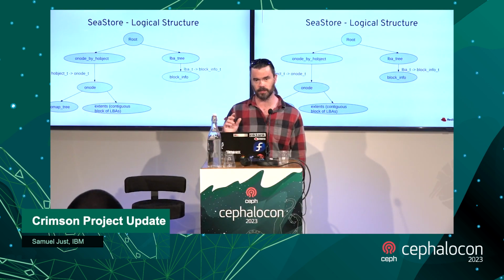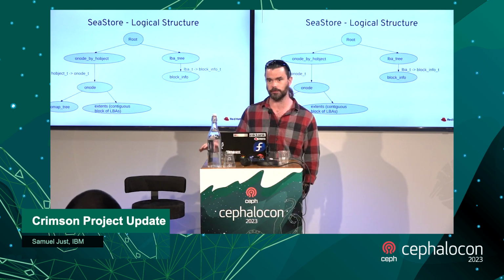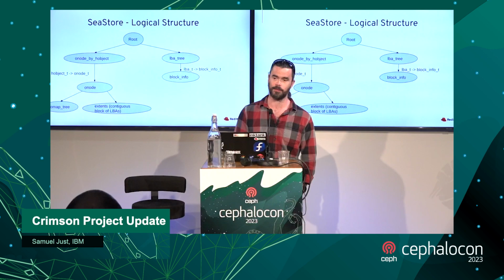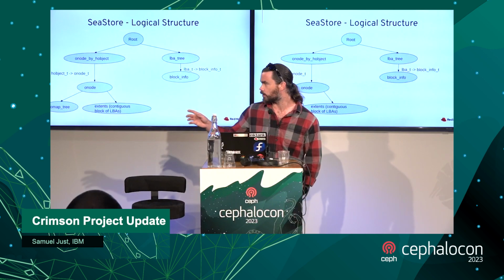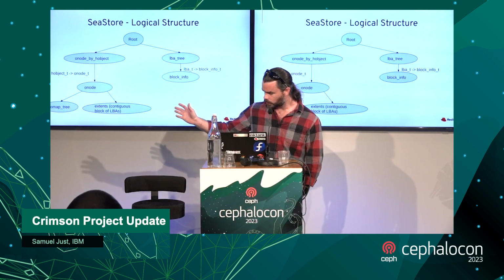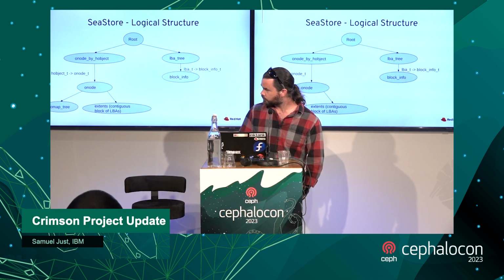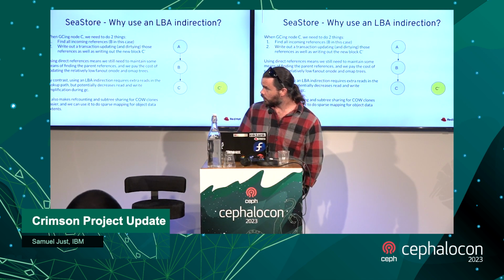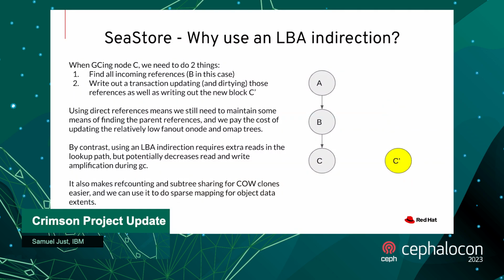This is important because it allows us to do garbage collection, which is crucial for ZNS. And it allows us to do a tiering implementation and also copy-on-write clones, since it creates an easy place to do ref counting. So in a larger sense, the reason why we're doing an LBA indirection here, why we're paying this additional space overhead, is that when we do garbage collection, we need to do two things.